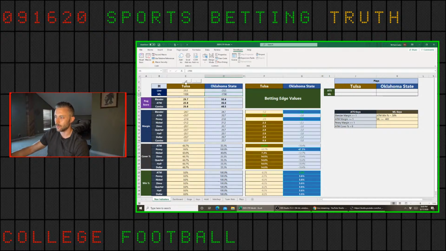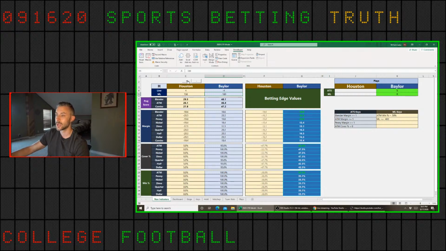Tulsa and Oklahoma State, no play again. The keys are split. 2 keys for Tulsa, 2 keys for Oklahoma State. Too big of a money line to play Oklahoma State there.